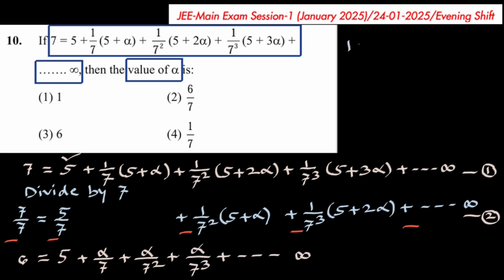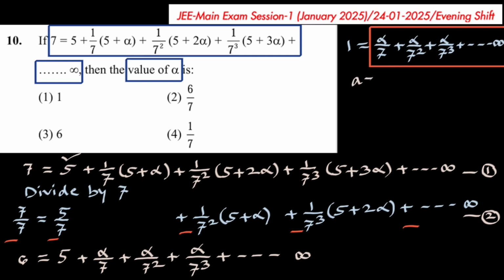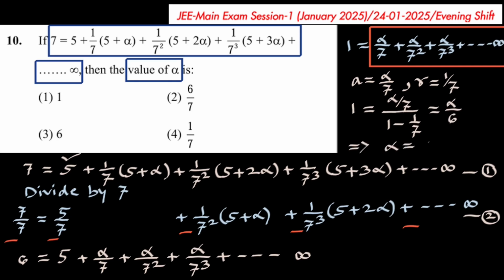So this is 1 equals alpha upon 7 plus alpha upon 7 square plus alpha upon 7 cube plus so and so forth up to infinity. So series on the right hand side is a GP with first term alpha upon 7 and common ratio 1 upon 7. So 1 equals sum of this geometric series, which is a upon 1 minus r, that is alpha upon 7 upon 1 minus 1 upon 7, alpha upon 6, that gives alpha equals 6. So the correct answer option is 3, 6.